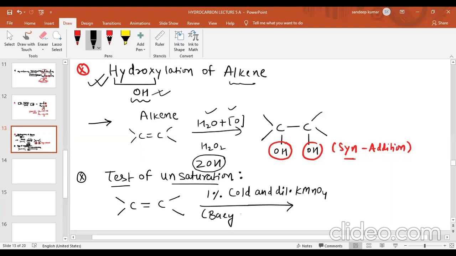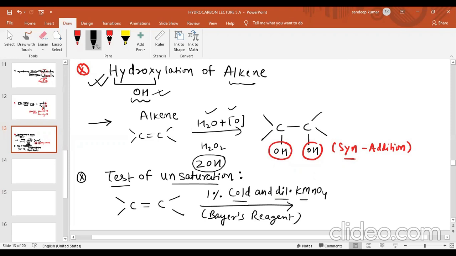So this is basically called Bayer's reagent. Write this as Bayer's reagent, whenever there is 1% cold and dilute KMnO4.